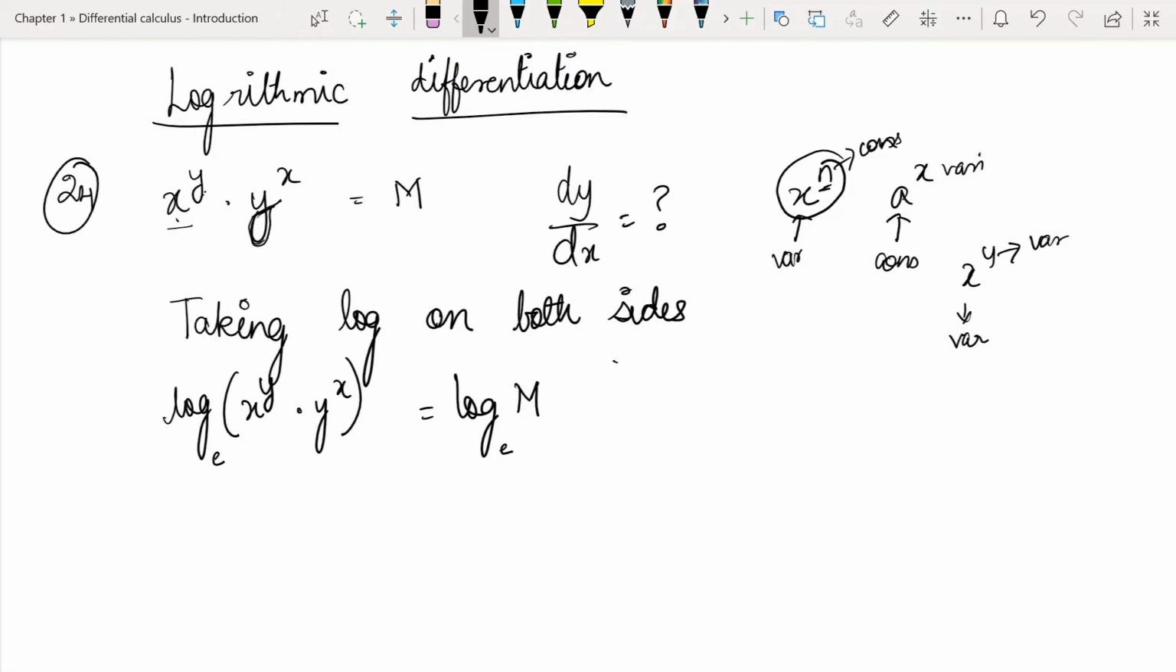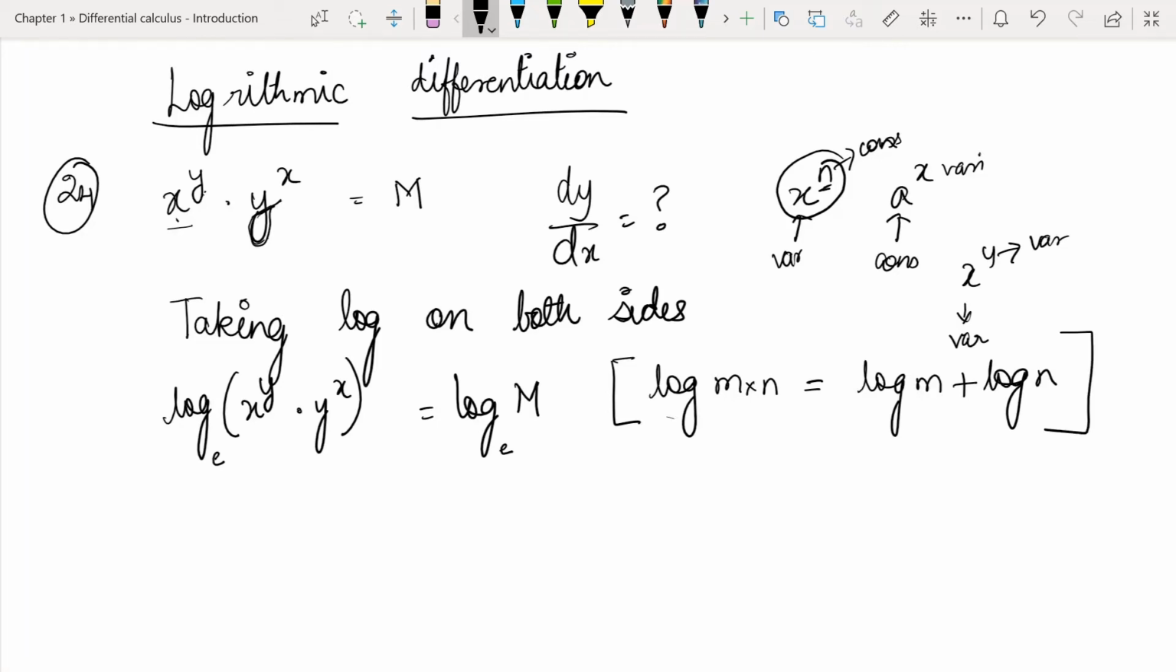Now what is the property that you have learnt? Log a into b, or rather we have learnt with m and n, right? So let me use the same letters. Log of m into n is equal to log m plus log n. Let's apply this property here. Log x power y plus log y power x is equal to log m base e.